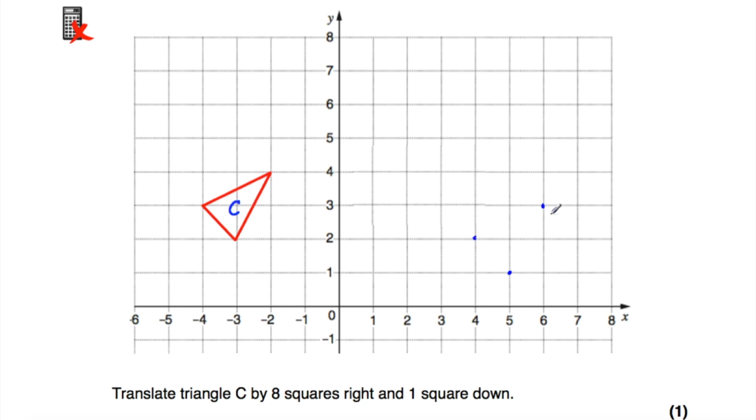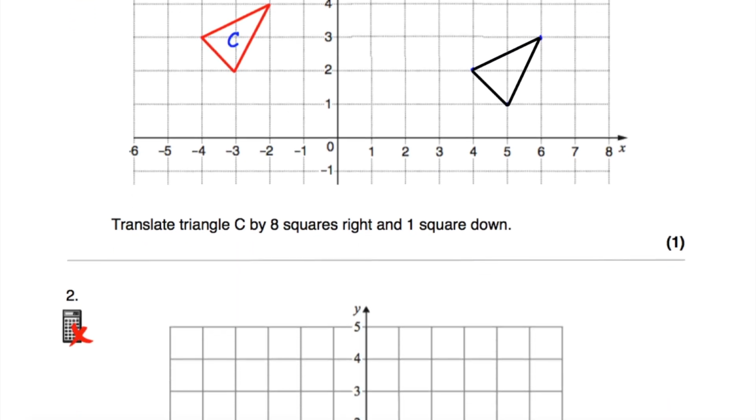And then if we join those points up, that will be triangle C translated 8 squares to the right and 1 square down. So let's just join up those points. And that's it. So we've translated this triangle 8 squares to the right and 1 square down. Okay, let's look at our next question, question number 2.